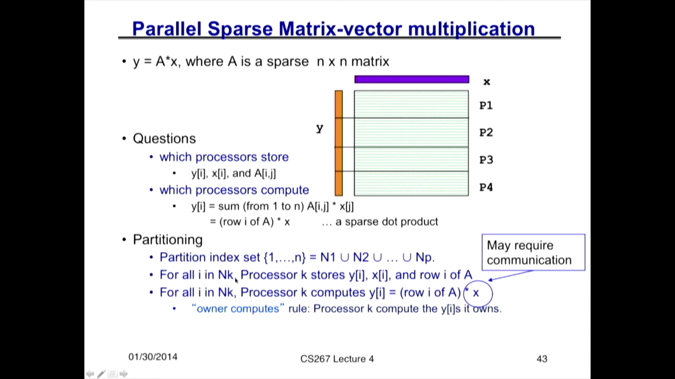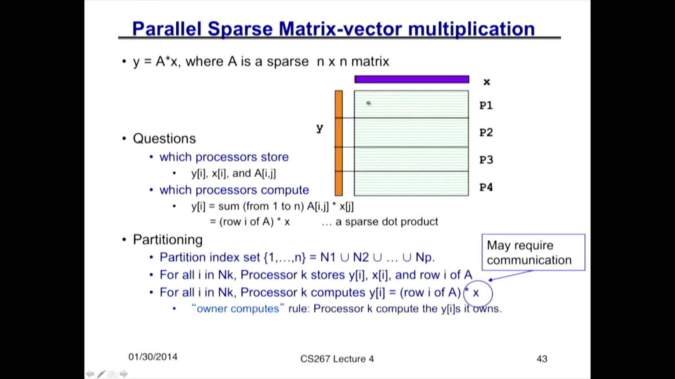And so what is processor K going to do? Processor 1 in this picture will store all those entries of Y. It'll store the corresponding entries of X. I'm not going to copy X everywhere. I'm just going to have one copy to get started. So it's only going to store that much of X, and it'll store that whole row. Okay? And so then the question is, who's going to do the computing?